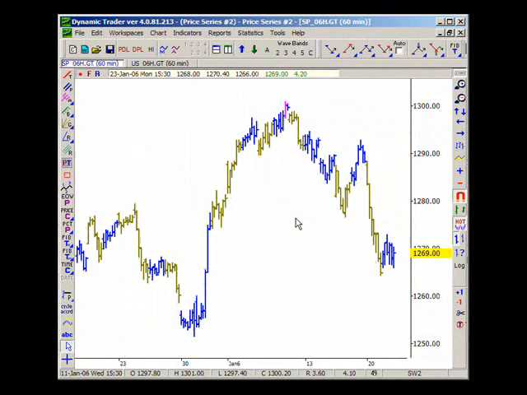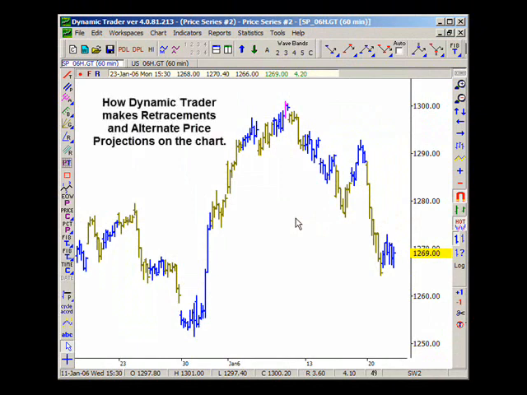Before we get started with the educational part of this tutorial, I just wanted to show you how Dynamic Trader does the retracements and alternate price projections on the chart, because you're going to see me doing that a lot, and it's better that I show you that ahead of time so we can move quickly through the tutorial section. Now, if you took the number one tutorial in this price series, I explained this in that tutorial, but I'm just going to take about 1 minute to show you, just in case you didn't take part 1 of the series.